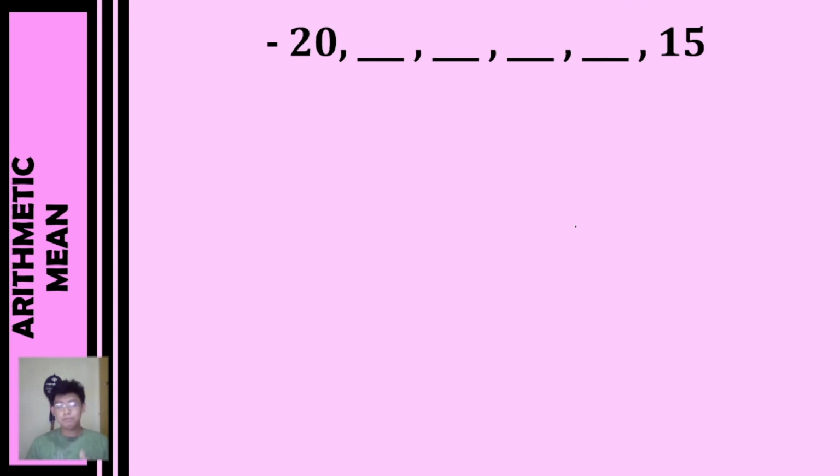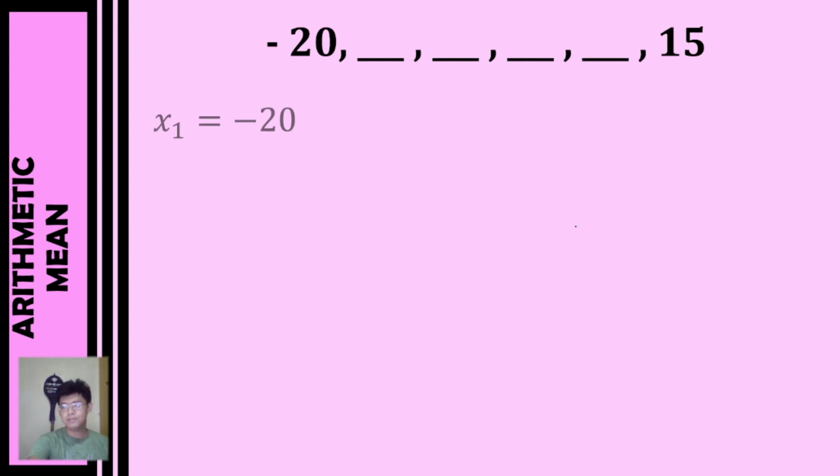So for example, we have negative 20, blank, blank, blank, blank, 15. So we have 4 missing terms in this arithmetic sequence, and we're going to solve for all the missing terms. Now, how do we do that? First, let's set up our given.